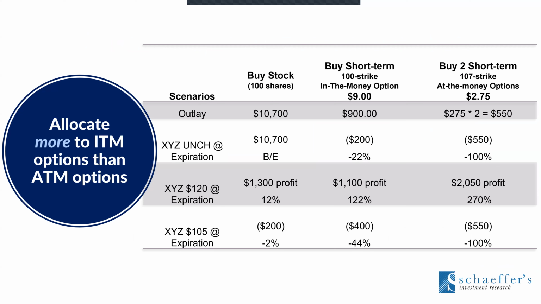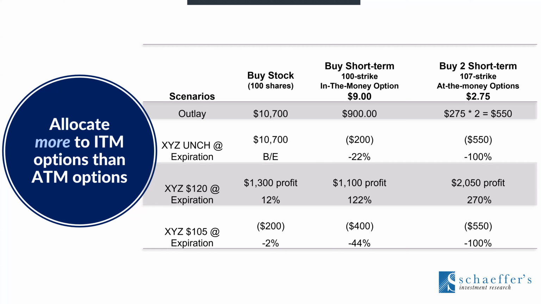So you buy 100 shares of a stock that's trading at 107. That's going to cost you $10,700. If you buy the short-term $100 strike, that's in the money, it could be $9 depending on the stock, and we're just using this as an example. And if you buy two short-term at the money 107s, you're paying $550, say. At expiration, if it's break even, you don't lose anything on the stock. If you're trading in the money, you lose $200 or 22%, or you're losing 100% on that at the money option.